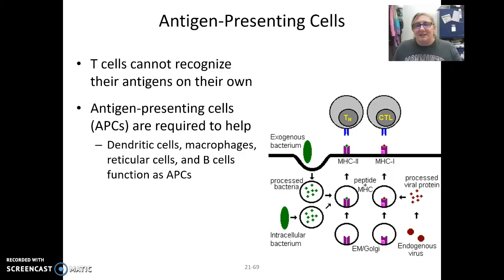And so when our cells get infected with a pathogen, they can break down that pathogen and they can incorporate their self-protein and the pathogen together and present it on the surface. And then our immune system cells can respond, or our T lymphocytes can respond. We have two types. I told you type 1 is MHC class 1.